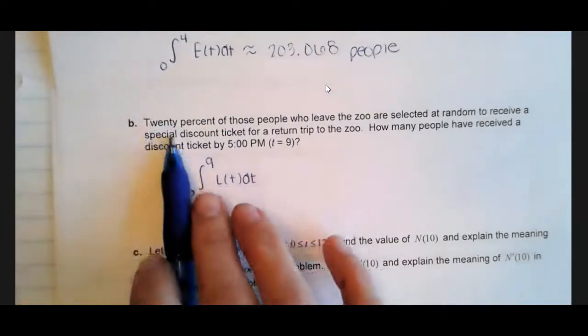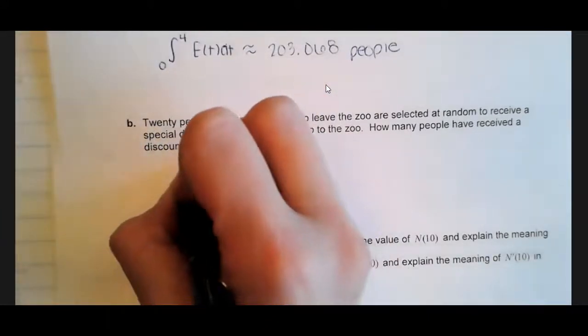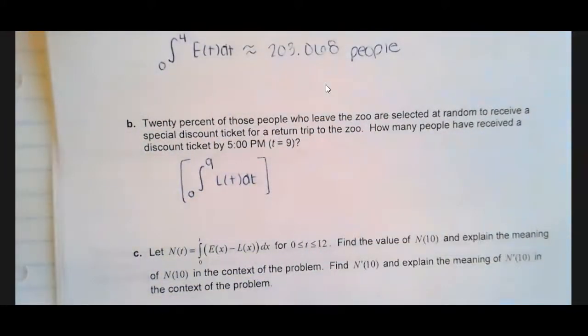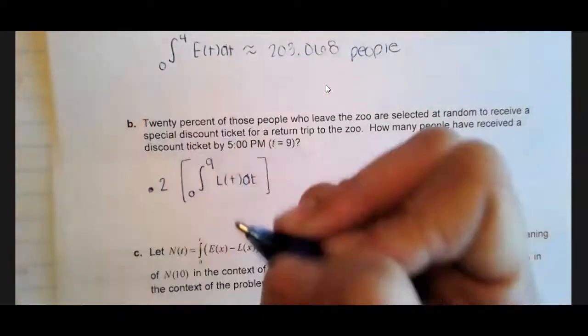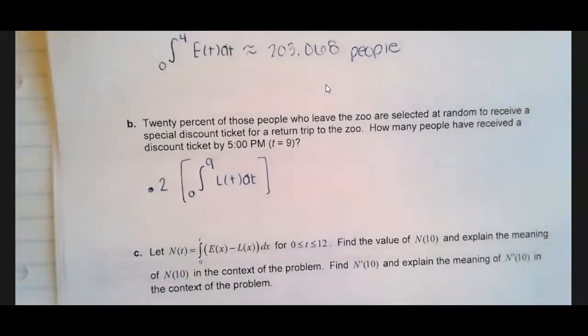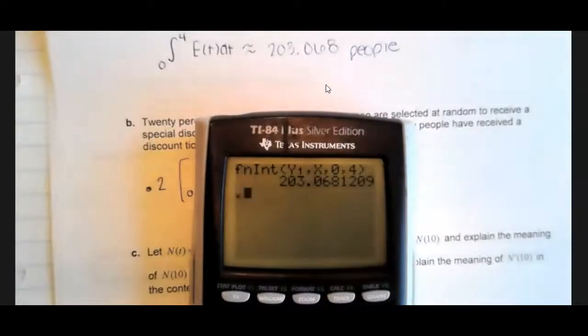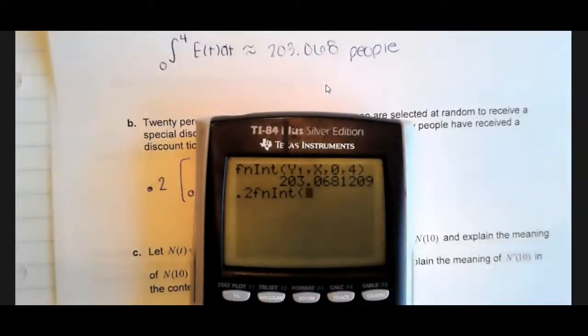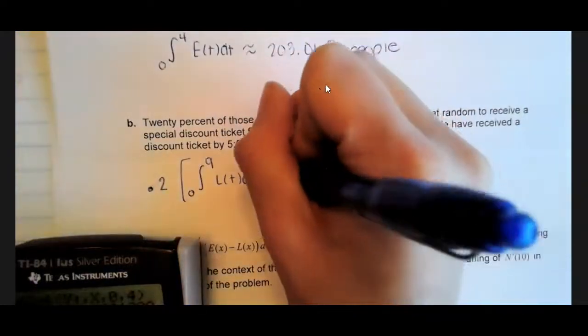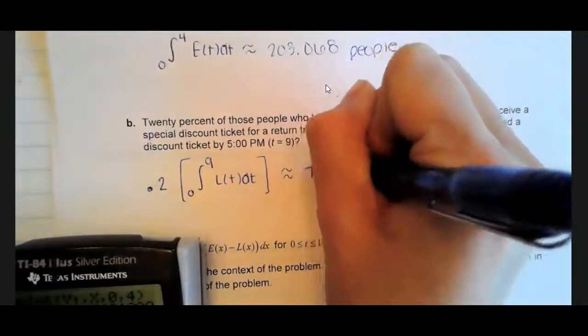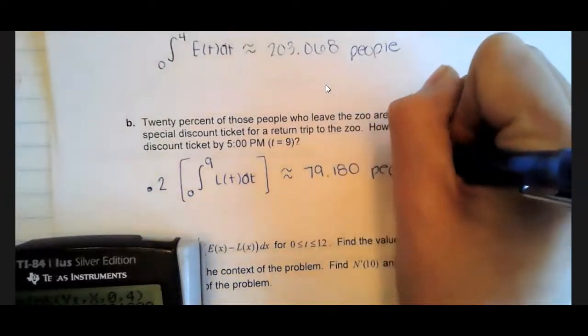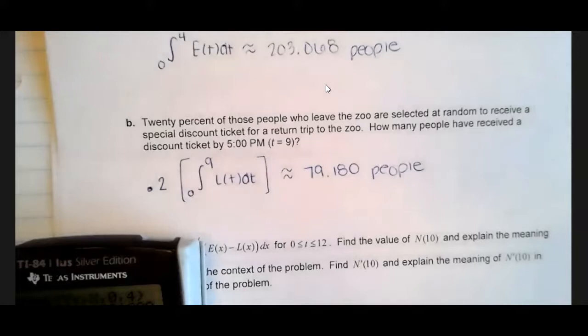If 20% receive a discount ticket, then what we want to do is multiply the amount that have left by 20%, or 0.2. So 0.2, math 9. This time we're looking at Y-Vars 2, or function 2, and integrating with respect to variable x from 0 to 9. So we get approximately 79.180 people will be selected to receive a special discount ticket.